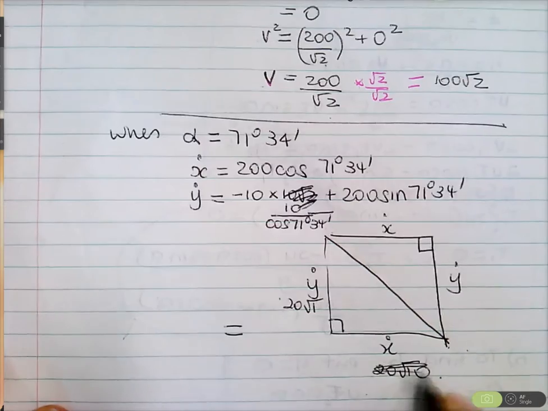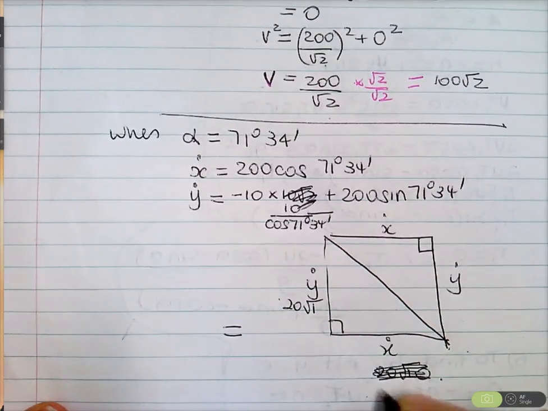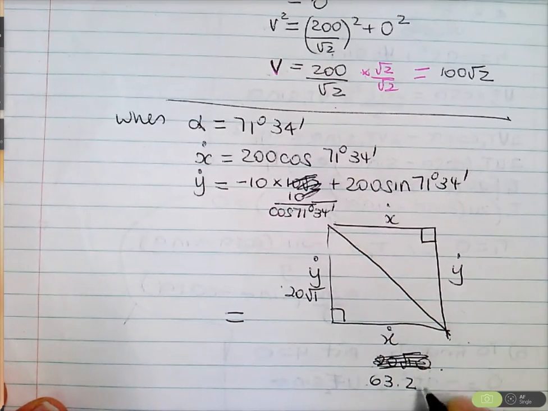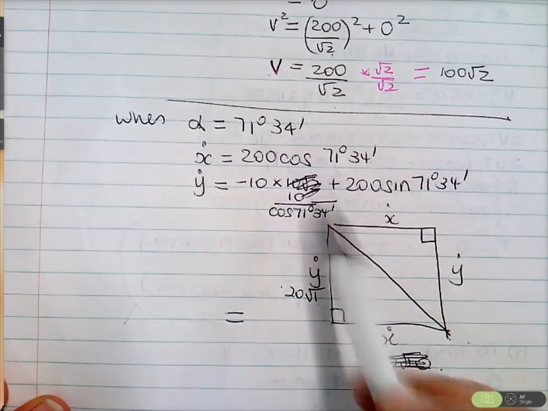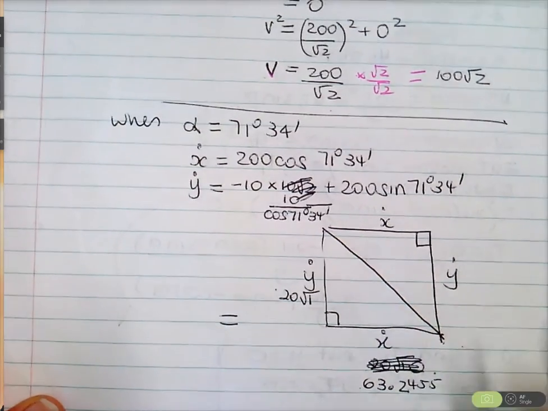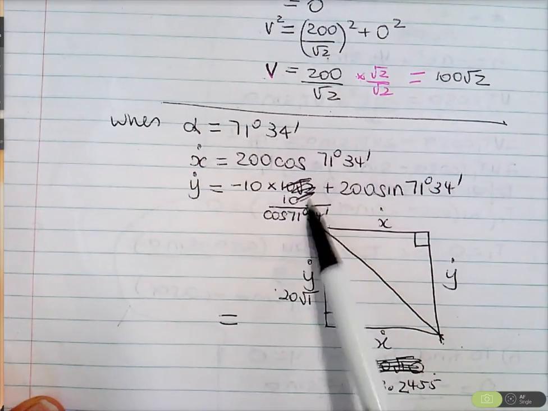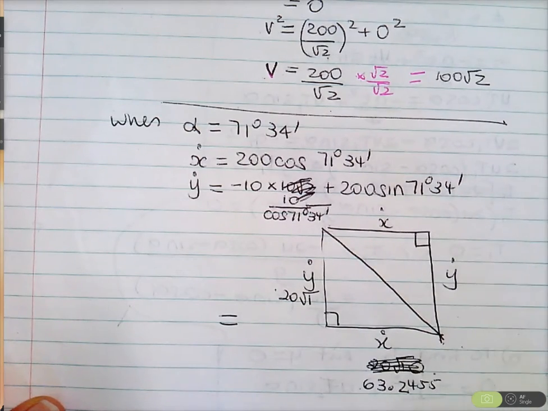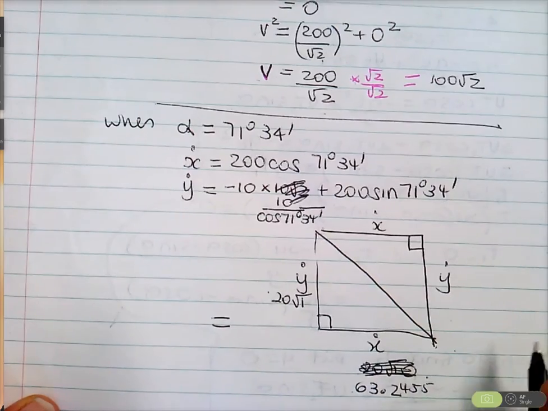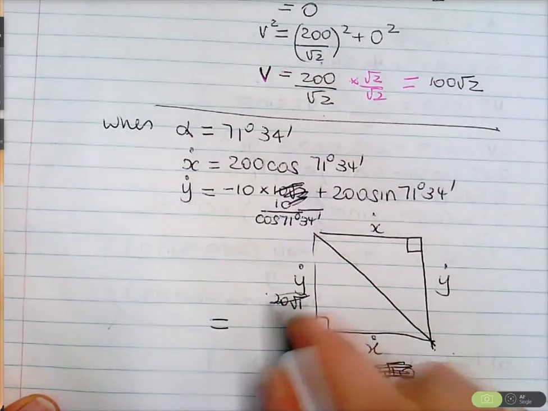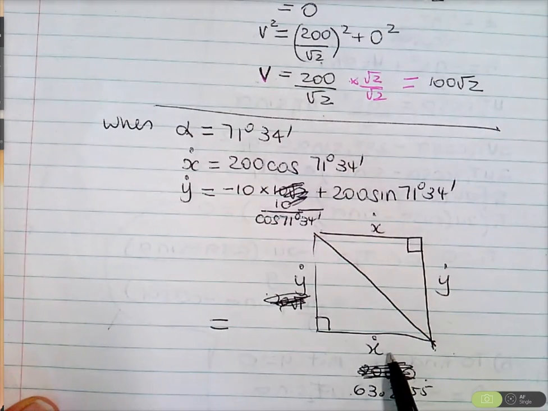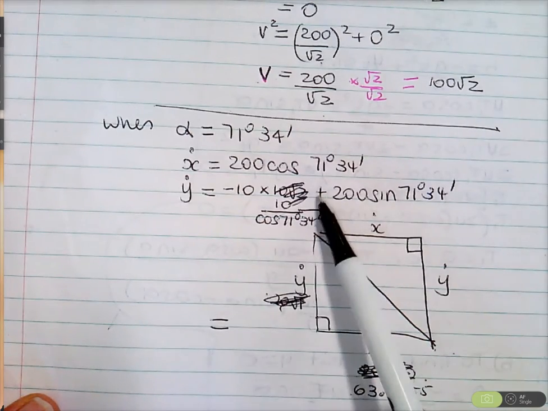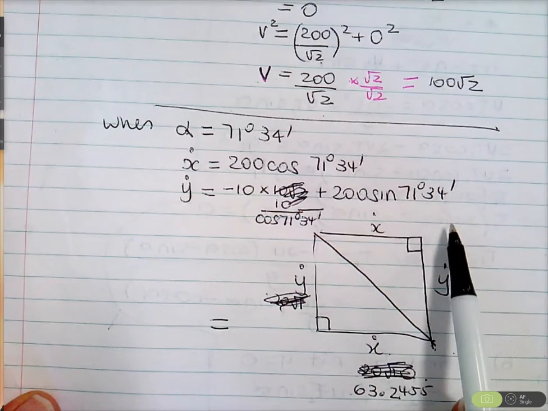Has anyone just worked it out to decimal places? It'll probably work out. So it's 63.2 what? I thought it was 26 something. 24555. Has anyone put it in? And then the y dot, has anyone put that in? Negative 100 over cos 71 degrees 34 minutes plus 200 sine 71 degrees 34 minutes. Has anyone done it? 400. I know this one.